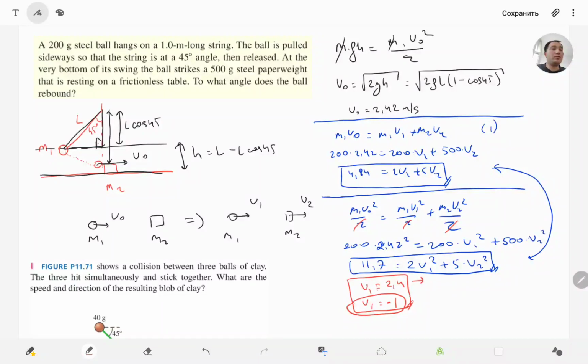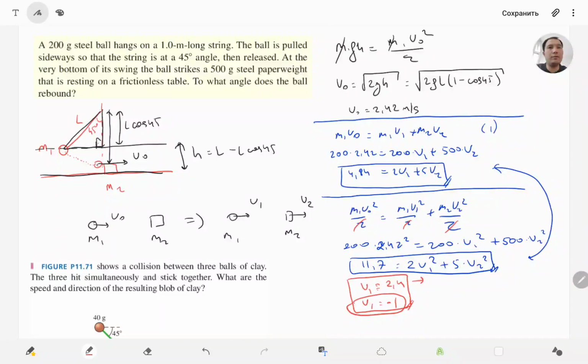Velocity. First answer we cannot accept. You see 2.4, it's almost its initial velocity before collision. It's like no collision, yes. So now we know the final velocity. It will go back and we should find height, yes.